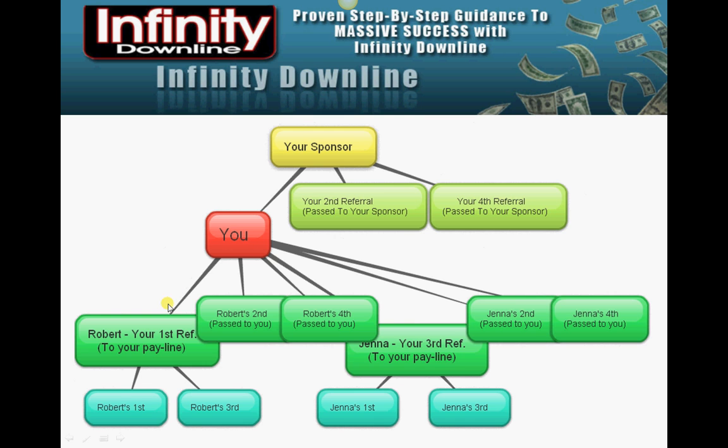You personally sponsor Robert. He's going to sponsor the first and third. Now the second tier would be Robert's second and the fourth being passed up to you. So Infinity Downline does not go over a second tier. It's not more than a second tier program, unlike a lot of these MLM types of compensation plans.